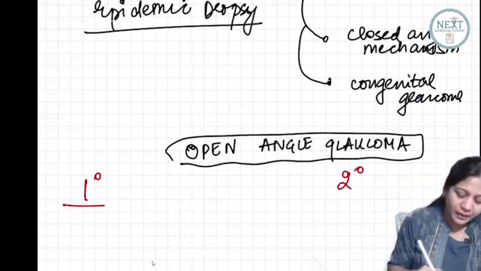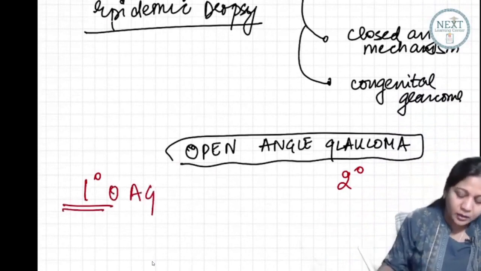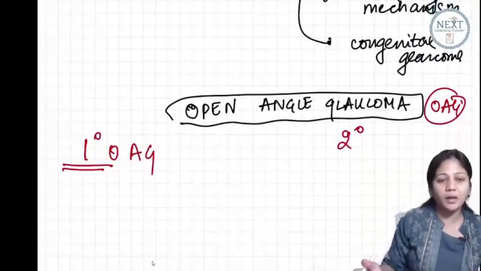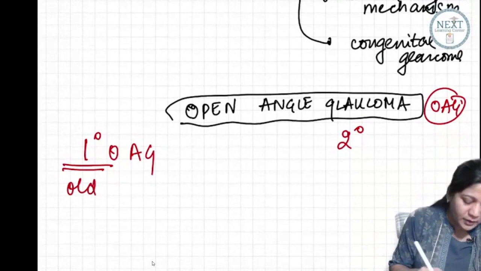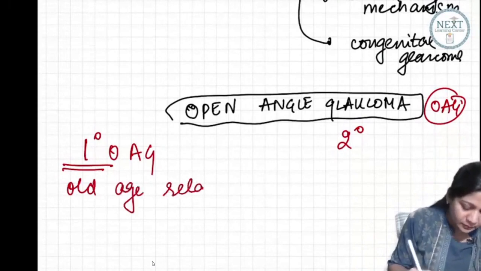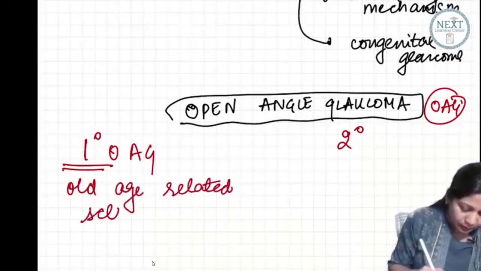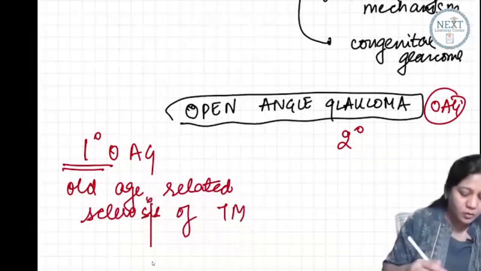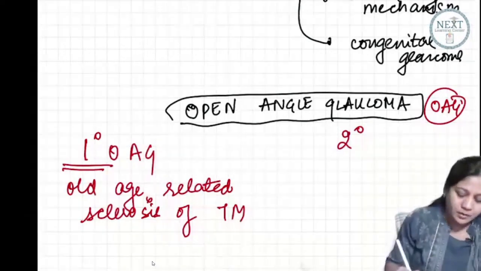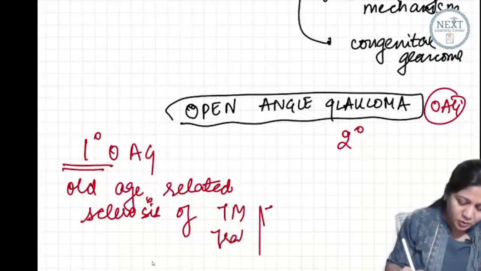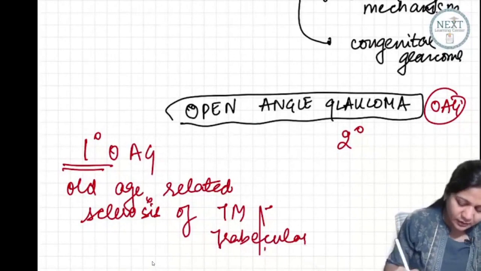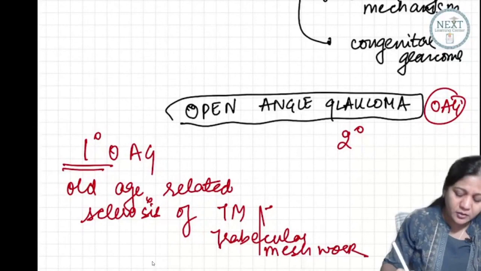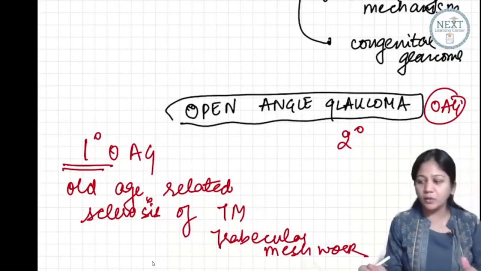ठीक है? What is this primary? A primary open angle glaucoma. It's an old age related sclerosis of the angle structure, sclerosis of the trabecular meshwork. I'll explain to you, just finish writing. It is an age-related sclerosis of the trabecular meshwork.